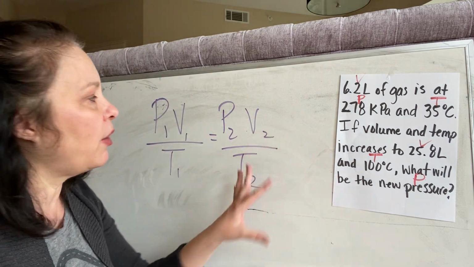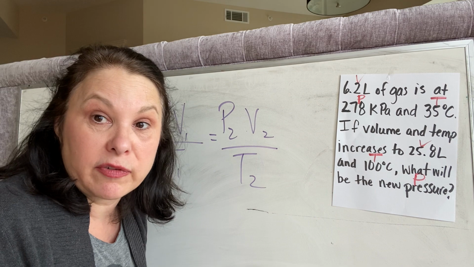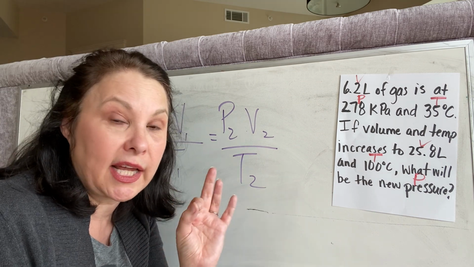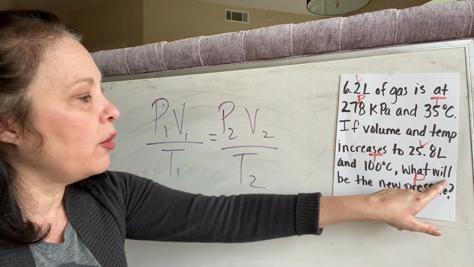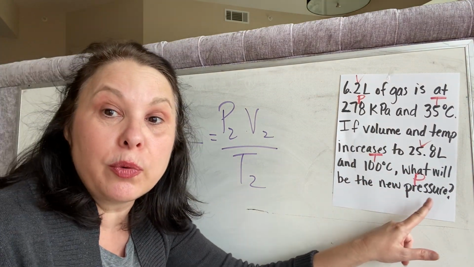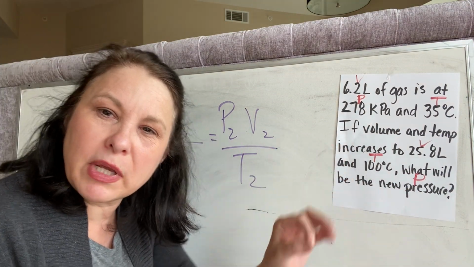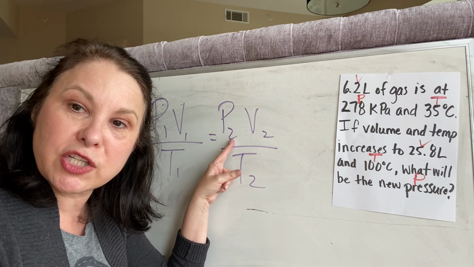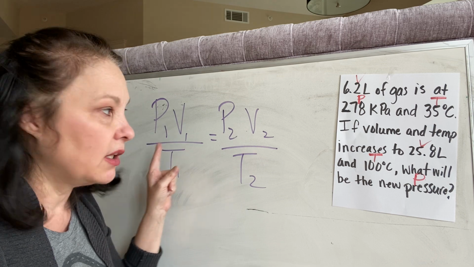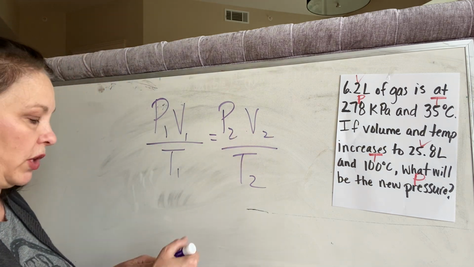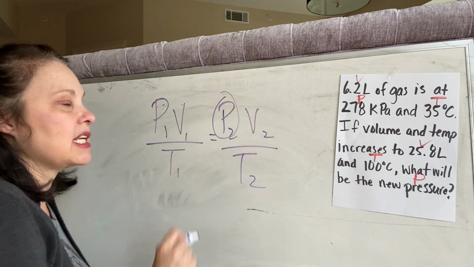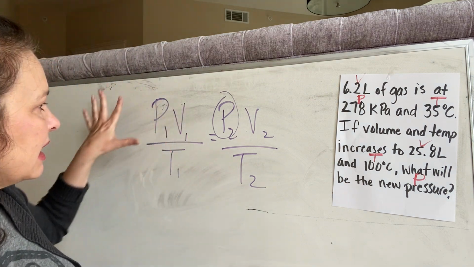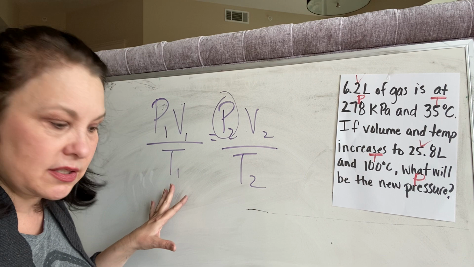But let's first figure out which one of these is the one I'm solving for, so I know not to plug a number in that spot and to leave it as its letter. It wants to know what will be the new pressure. New means that one right there, the second one. The second one is the new one. This is the old one. This is the new one. So we are going to keep this. This is what we are solving for. That means I got to plug a number into every other spot.